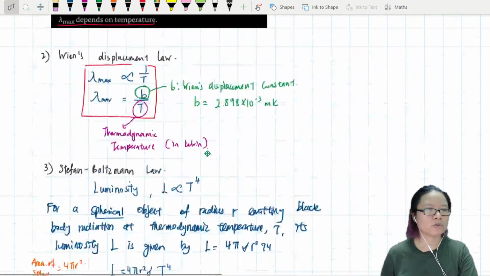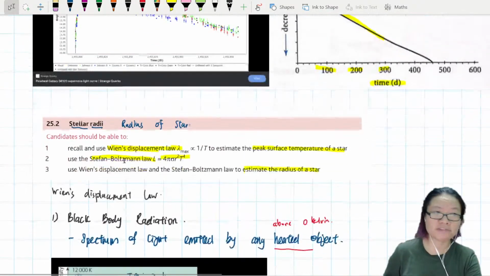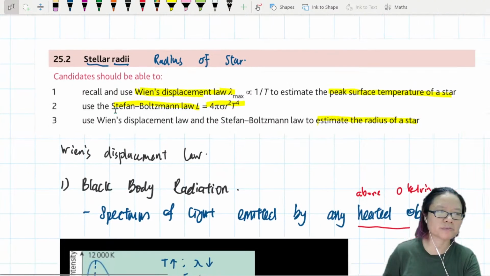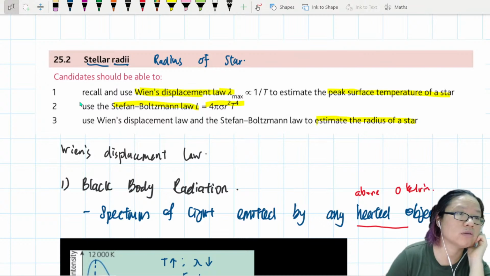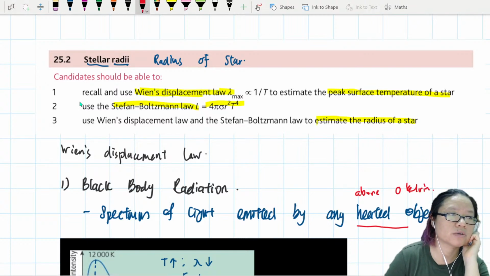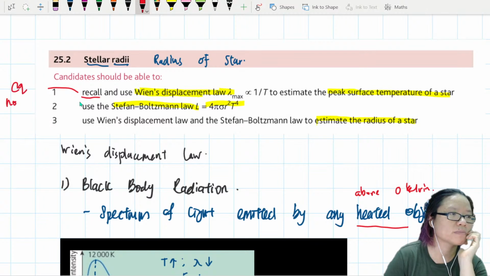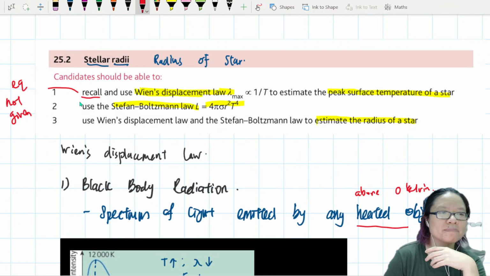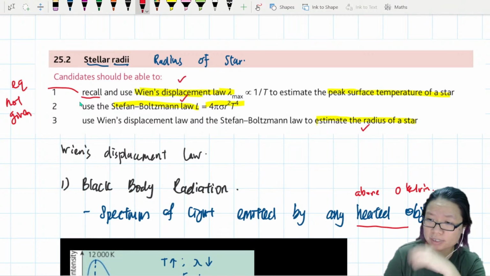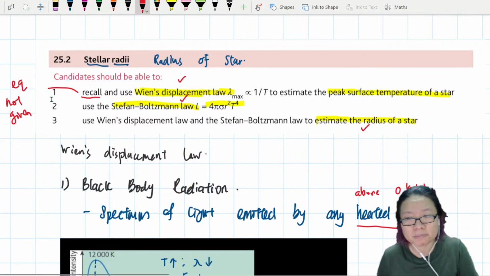Okay, so new syllabus, new stuff. Always refer back to the syllabus. When your syllabus says recall, it means you need to remember the relationship. So the equation is not given. That's what recall means. If they say use, that means the equation is given most of the time. But we have done these two laws, and then we have used them to estimate the radius of the star. That is the spirit of the specimen paper question.